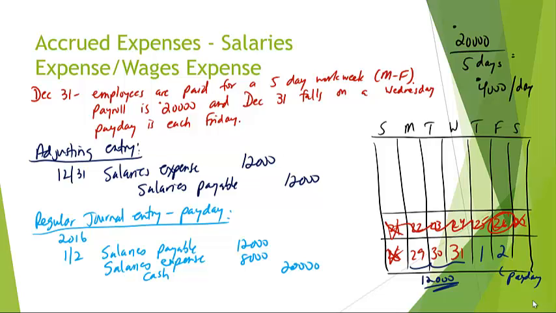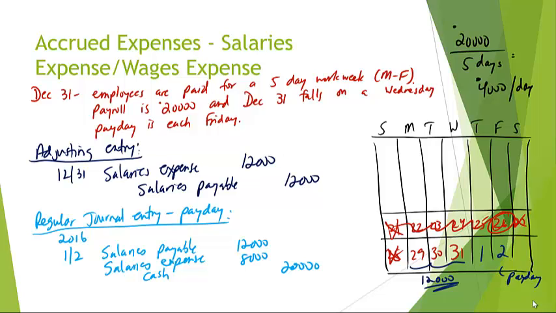So how do we record the adjusting entry? We would, on 12/31, debit the salaries expense for $4,000 per day times 3 days, or a total of $12,000. And then we have to credit salaries payable because we owe those salaries. We're not paying them today. The 31st is not a payday. We don't pay them until January 2nd. So we credit salaries payable, which is a liability, for $12,000.